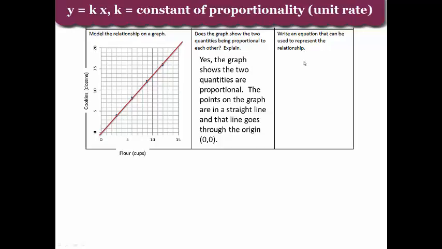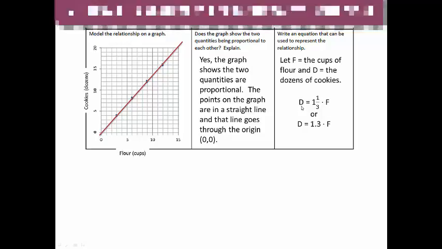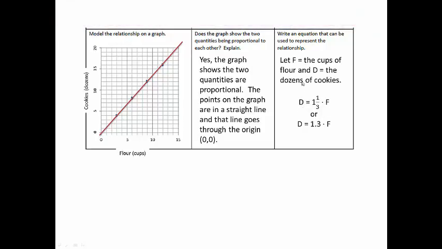In this case, our constant of proportionality is the same as our unit rate. So we're going to write the equation D, for the dozens of cookies, not C, equals 1 1/3 times F, or D equals 1.3 repeating times F. So this would be the equation we would write. We used our unit rate, or our constant of proportionality, they're the same thing, in the equation.